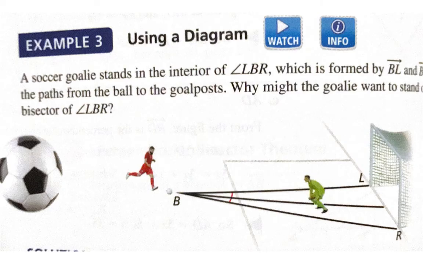An example from your book says a soccer goalie stands in the interior of this angle, which is formed by the path from the ball to the goalposts. Why might the goalie want to stand on the bisector? Well, that would be, again, because it's equidistant. It's the same distance to get to that ball no matter where the ball is kicked. Whereas if the goalie were standing over here and the kicker kicks it this way, it's a longer distance out to catch the ball.